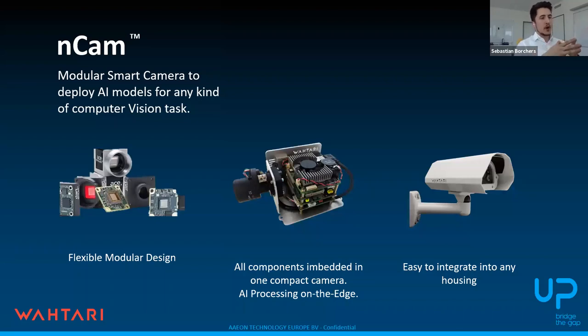So for example, for ANPR, we use lower resolution image sensors compared to the quality control sector, where we use higher resolution ones. So depending on the application, we can modify our smart camera. And all of the components that you need in order to inference the AI model on the edge are included in the smart cam. So in our NCAM, there's no connection necessary to a cloud service or something like that. All the processing happens inside the camera. And it has such a small form factor that it's very easy to integrate it into any kind of housing. So here on this slide, for example, you can see our typical ANPR housing.